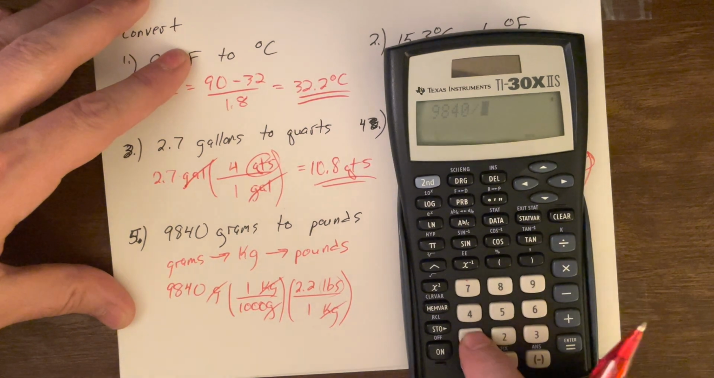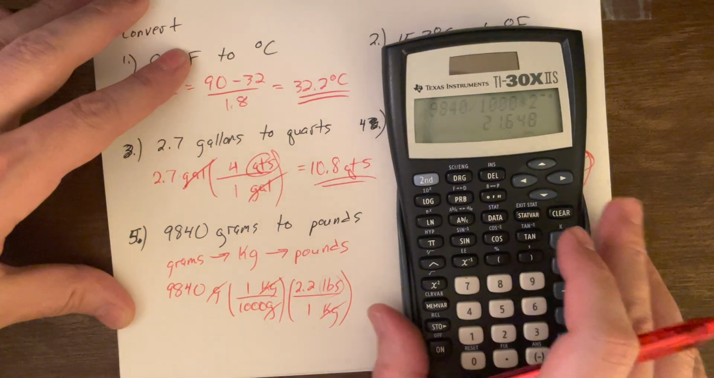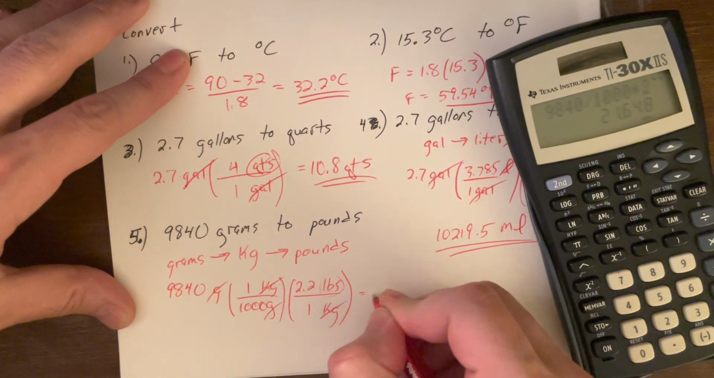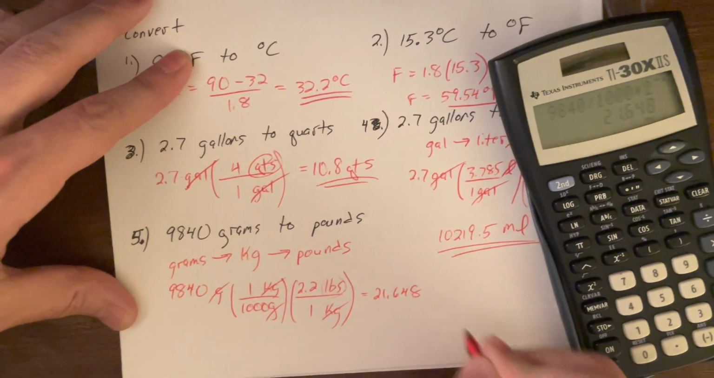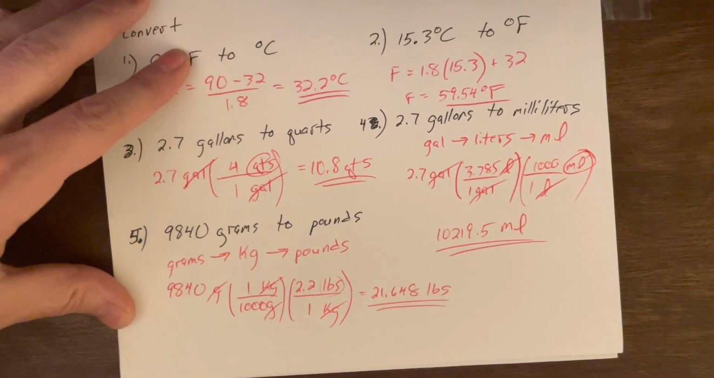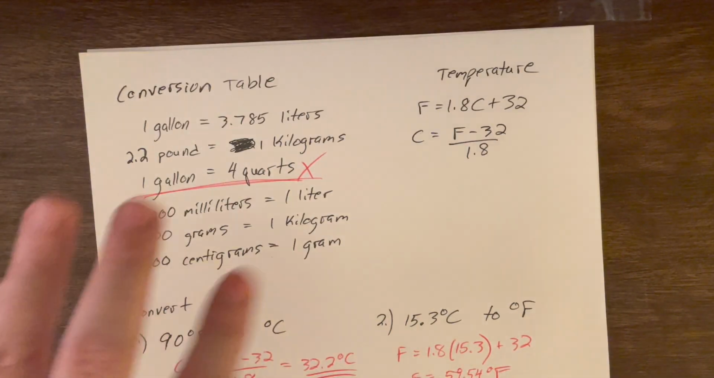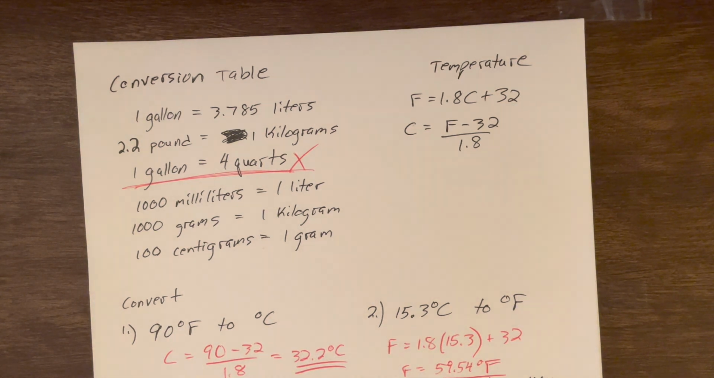9840 divided by 1,000 times 2.2, 21.648 pounds when everything is done. So some nice extra review. Again, thinking about your test, you can definitely expect a conversion section, something very similar to what we did here, in addition to those other problem-solving problems that, again, rely on units that we mentioned earlier.